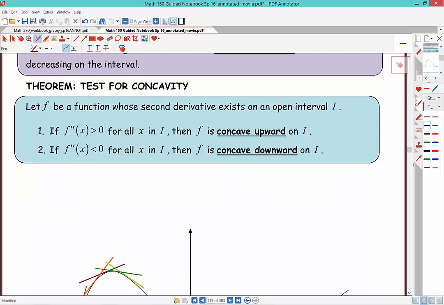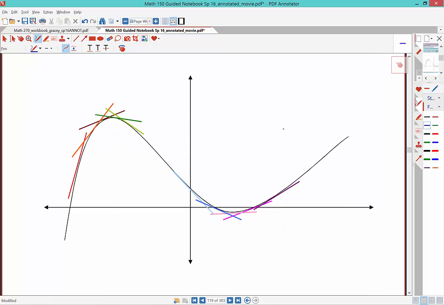So let's just kind of take a look here. So this here would be our original function f, okay? So this is x, and this is f at x. And so what I've done is I've drawn a bunch of these little tangent lines.